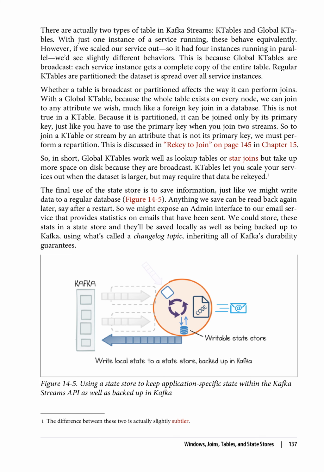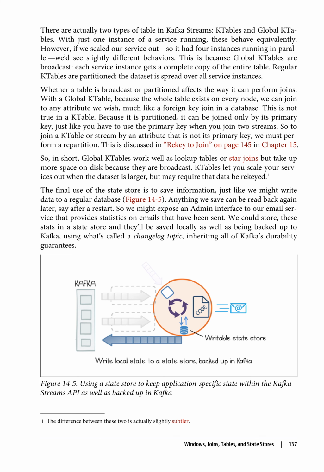Whether a table is broadcast or partitioned affects the way it can perform joins. With a global table, because the whole table exists on every node, we can join to any attribute we wish, much like a foreign key join in a database. This is not true in a table. Because it is partitioned, it can be joined only by its primary key, just like you have to use the primary key when you join two streams.